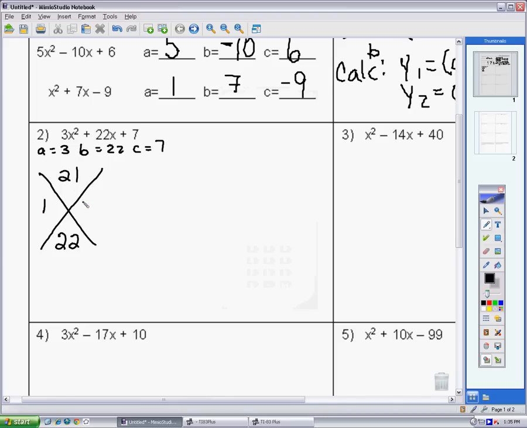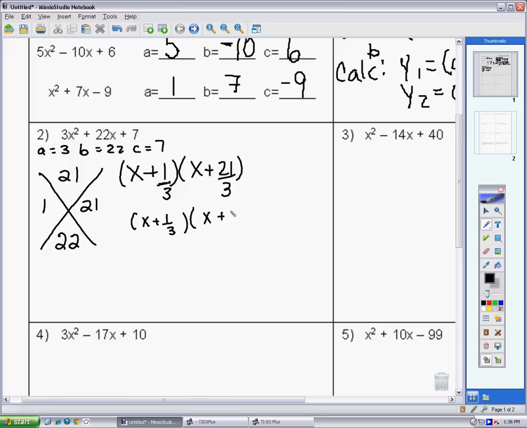So my factors are 1 and 21. So I'm going to write the factors 1 and 21 in the sides of the x's, and then I'm going to take them and make x plus 1 and x plus 21. Now I want to divide by the leading coefficient, so that would be a. So I'm going to divide by a, and I want to see if I can reduce these. X plus 1/3 does not reduce. X plus 21 over 3 reduces to x plus 7.